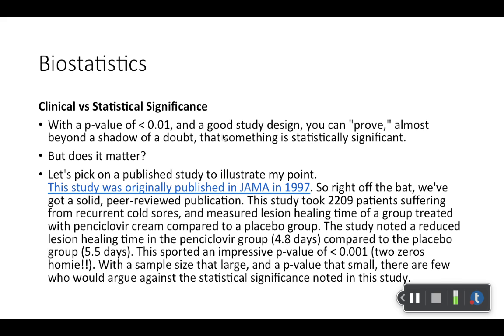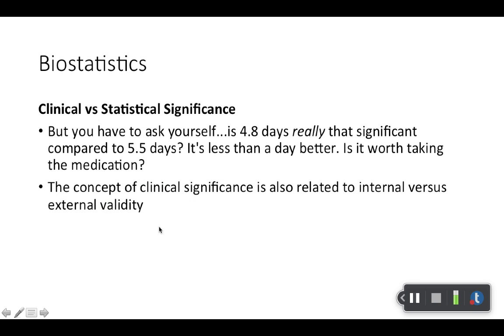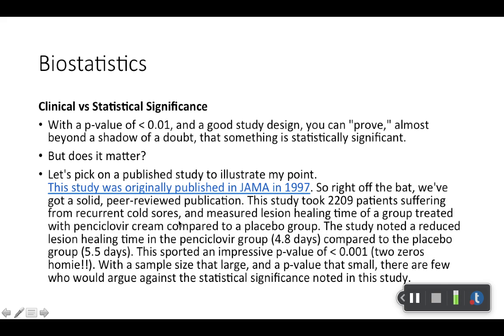So with a p-value of 0.01 and a good study design, you can prove, quote unquote, almost beyond a shadow of a doubt that something is statistically significant. But does it matter? So we're going to pick on this study to illustrate my point. There's a link here to the study. Don't worry about going there and reading it, but if you want to. Right off the bat, solid peer-reviewed publication. The study took 2,209 patients, a good sample size, suffering from recurrent cold sores, and measured the lesion healing time of a group treated with this antiviral cream compared to a placebo group.